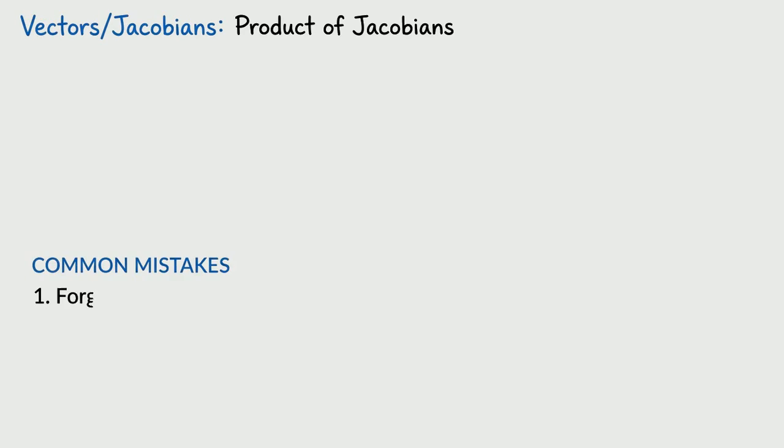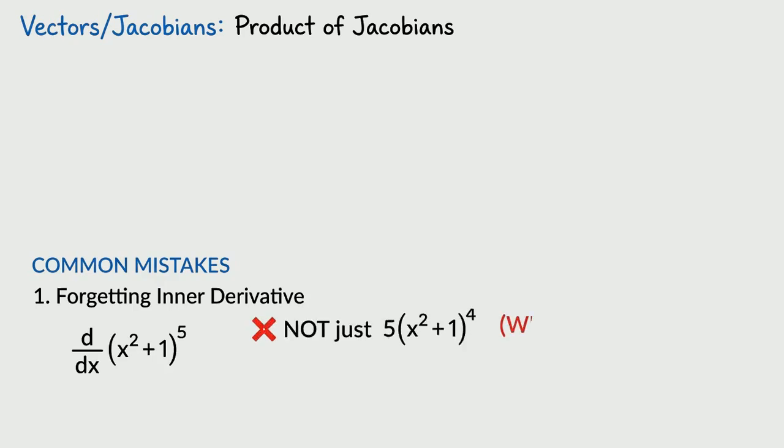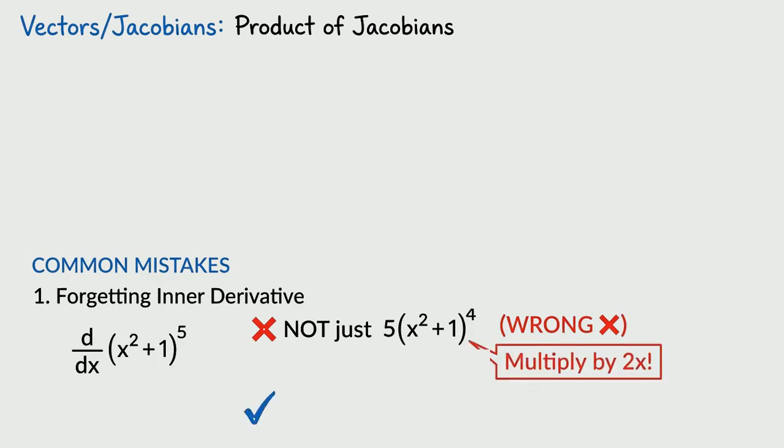First, forgetting to multiply by the derivative of the inner function. That's the classic error. For example, d/dx of (x squared plus 1) to the fifth is not just 5(x squared plus 1) to the fourth. You need to multiply by 2x, so the correct answer is 10x times (x squared plus 1) to the fourth.